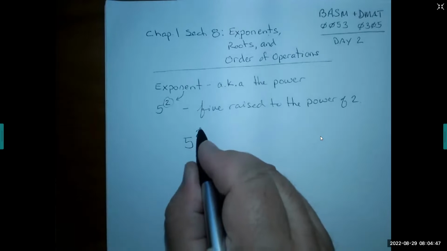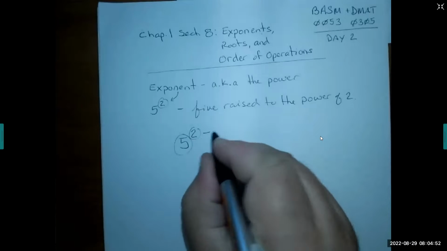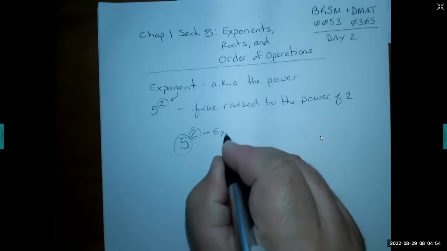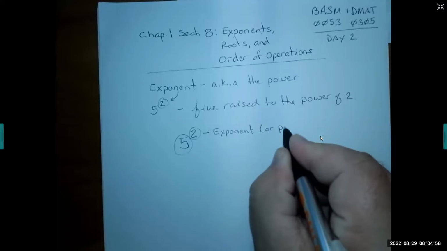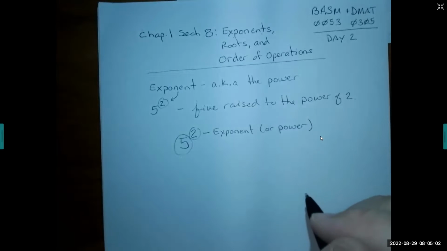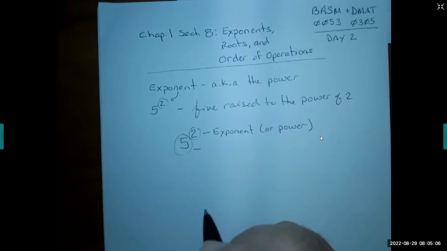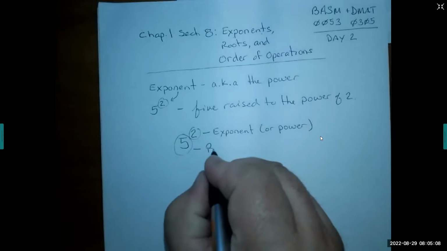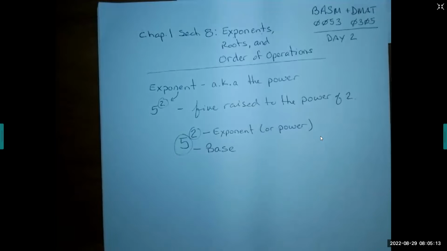Now, both of these numbers have names. This we already determined is called the exponent or power. It's raised to the power 2. Can anybody guess what this bottom number is called? Base. It's called the base.